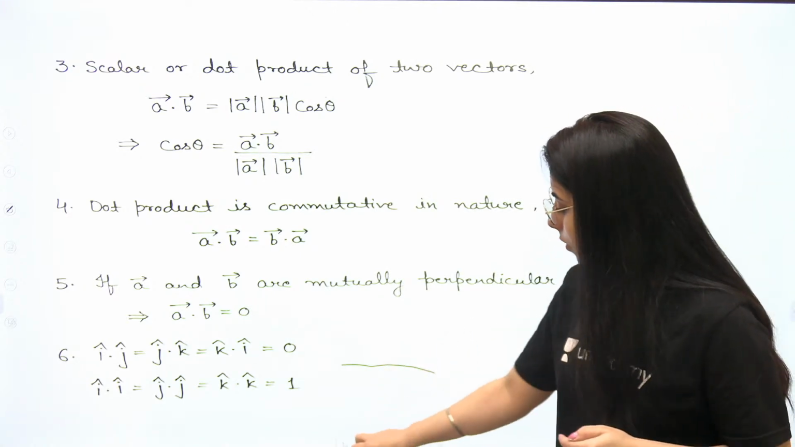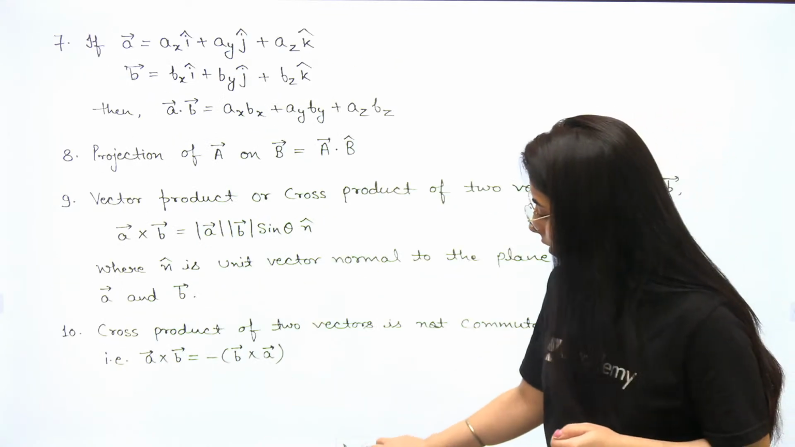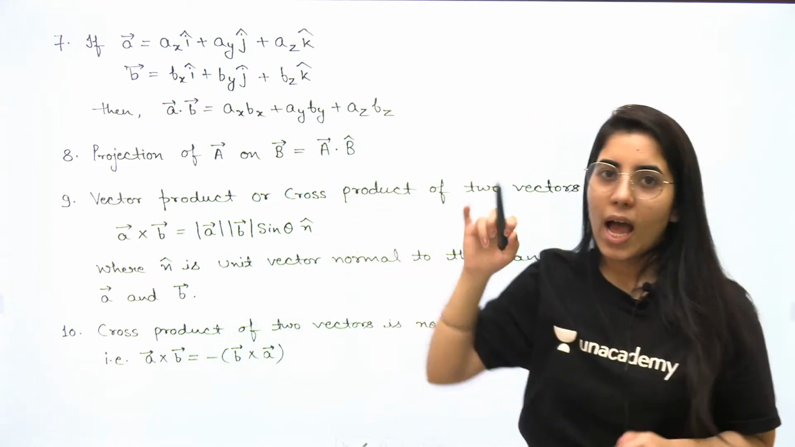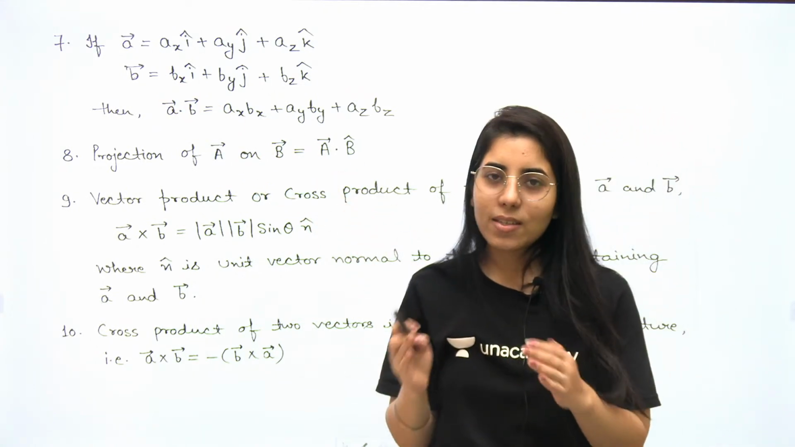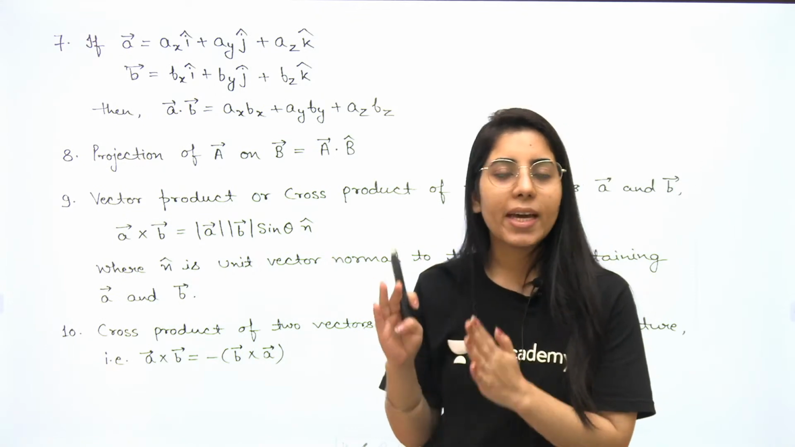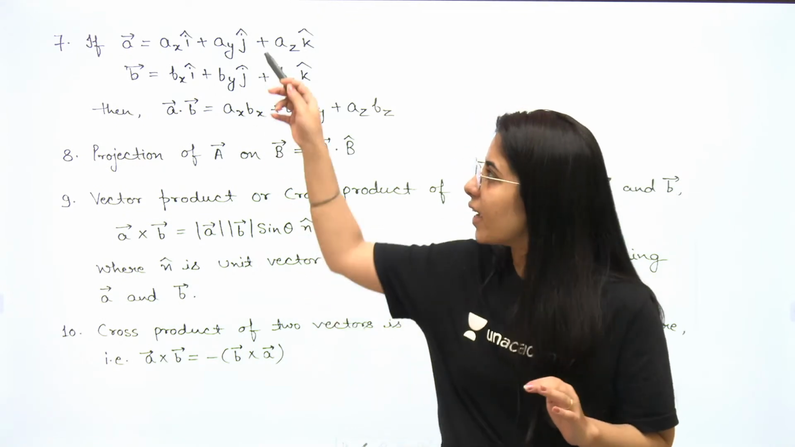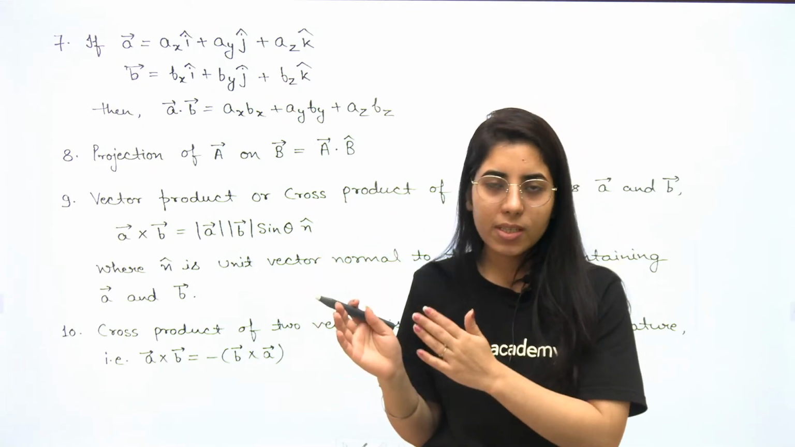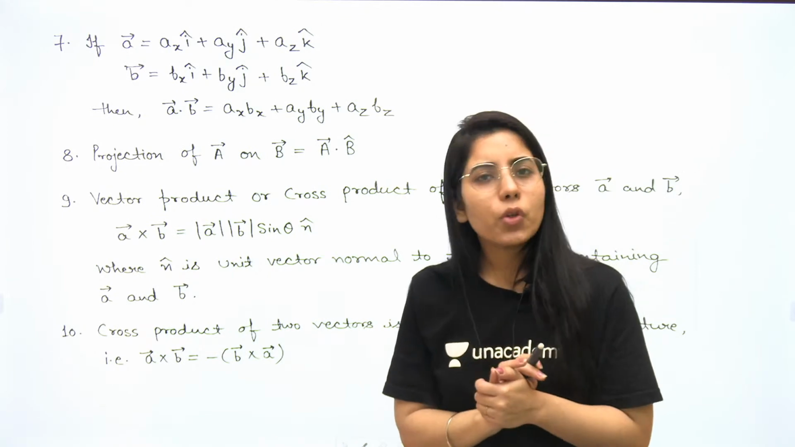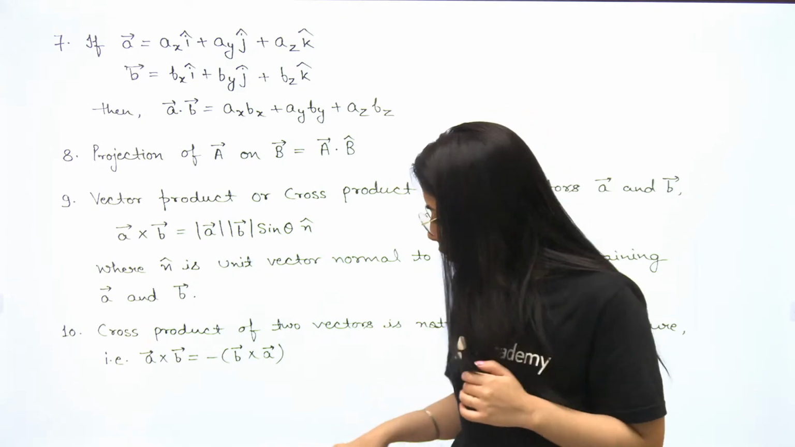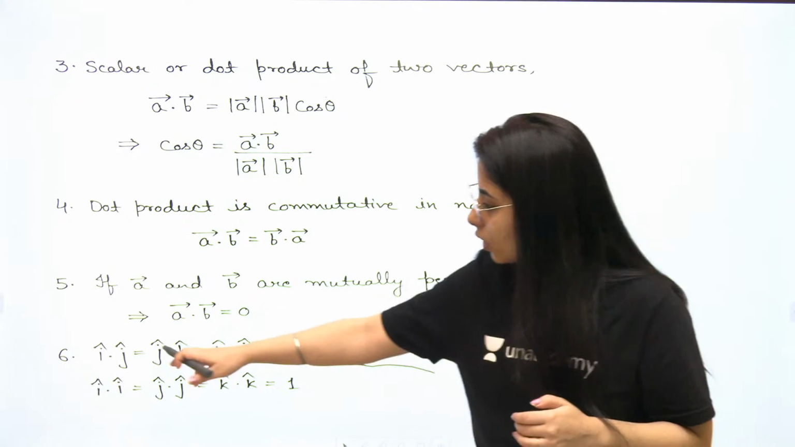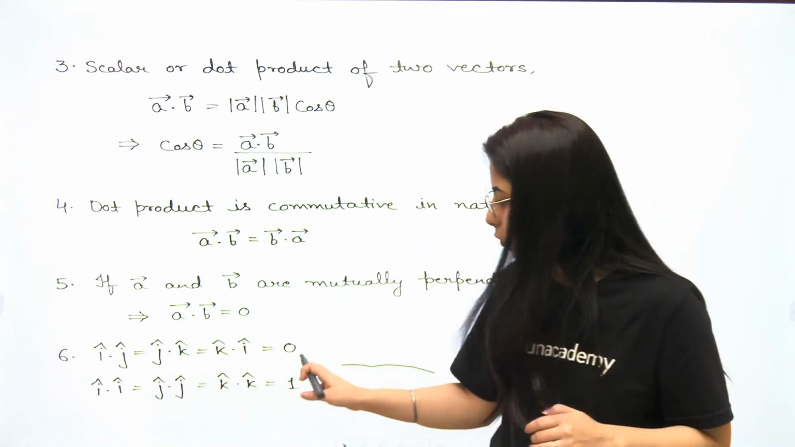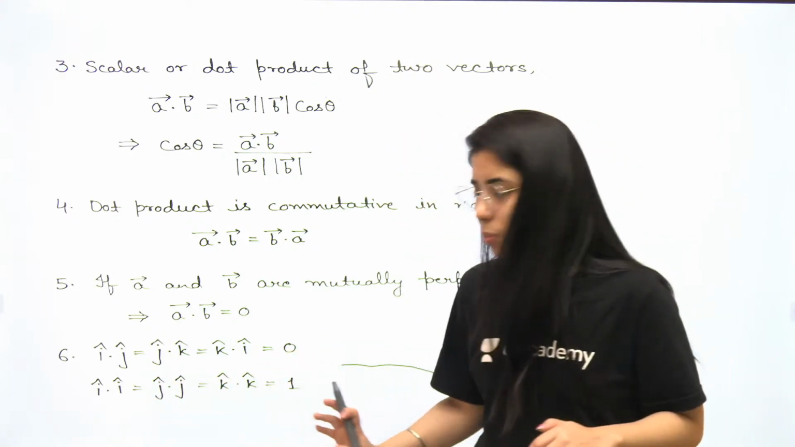Now the next point, that is the 7th one. Vector A we have shown here, vector B we have shown here. I have told you the dot product formula, that is magnitude of A, magnitude of B and cos theta. But anytime any two vectors are given to you in a form in which the x, y and z components are separately mentioned, and you want to find their dot product, you know this property: if the unit vectors are different and you take their dot product, it will always be 0. If they are the same, it will always be 1.